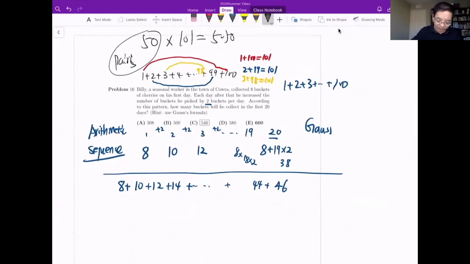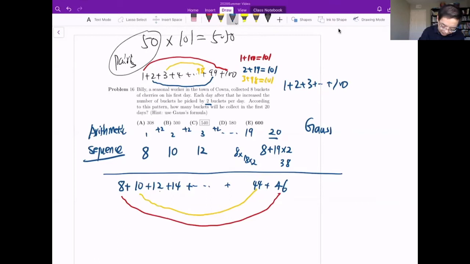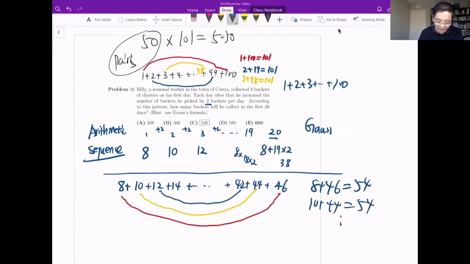And here is similar, right? Because this is also an arithmetic sequence, so we do the Gauss trick. So we have 8 plus 46, and then you have 10 plus 44, right? Then you can have 12 plus 42, right? Okay, so we have 8 plus 46, which is 54. And then we have 10 plus 44, which is also 54, and such and such.